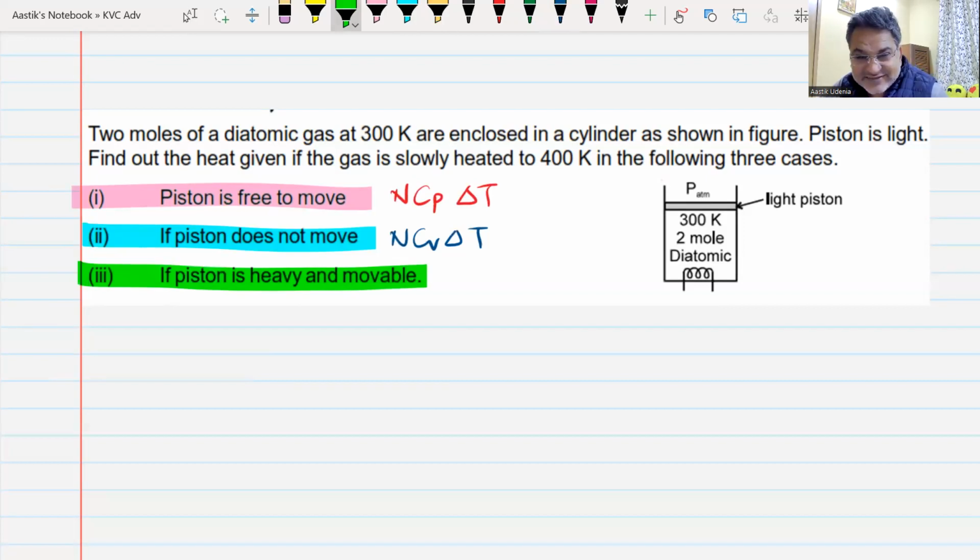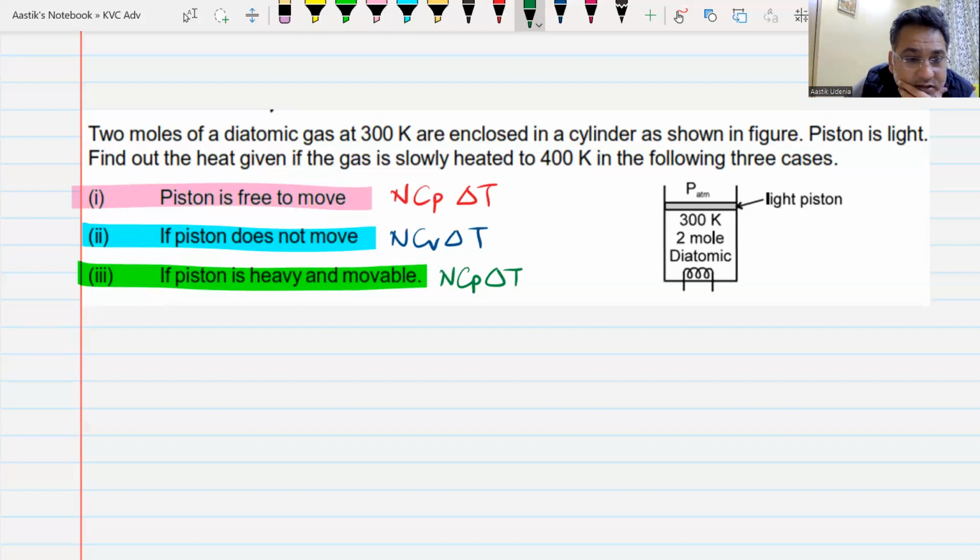Third. That we didn't get, sir. Arey, the piston is light or heavy, it doesn't matter. It is still a constant pressure process, open to atmosphere. If the piston is heavy, it will again have extra pressure on it. Work done would be different, that's a different issue, because the constant pressure has changed. The distance that it moves will change, but it still remains a constant pressure process. n CP delta T. Do we understand this? Understood, sir.